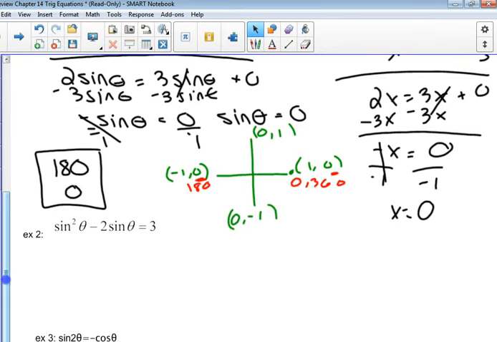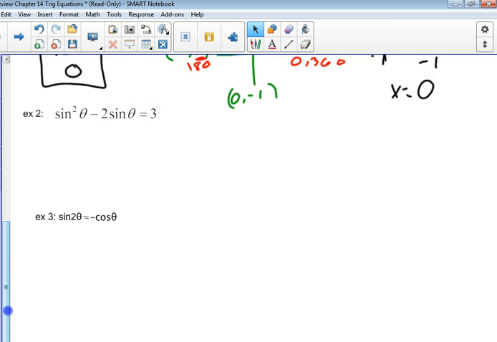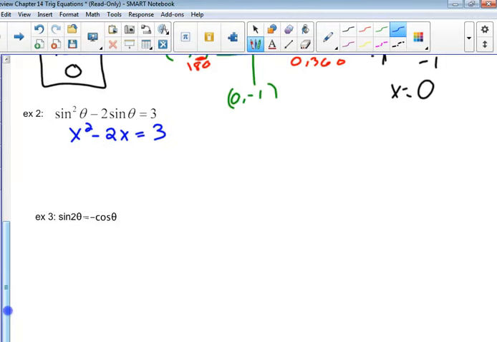Okay, so this is a little bit different. For example 2, you want to check to see, do you have any double angles? No. We have something squared, but do you have all one trig function? Yeah. So let's make these into x's, which might help you out. x squared minus 2x equals 3. Since your highest exponent is squared, what do you need it equal to? 0. Right?